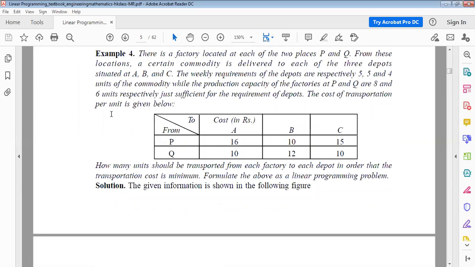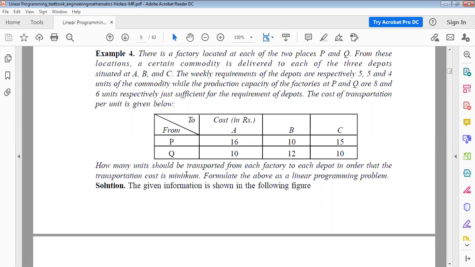The cost of transportation per unit are given below. For P factory, depot A cost 16, depot B cost how many? 10 taka, and depot C 15 taka from P factory. And from Q factory 10 taka to depot A, 12 taka to depot B, and 10 taka to depot C. How many units should be transported from each factory to each depot in order that the transportation cost is minimum? That means you have to minimize the transportation cost.